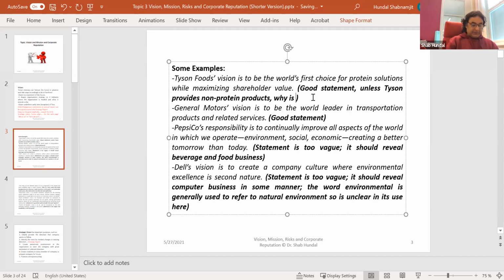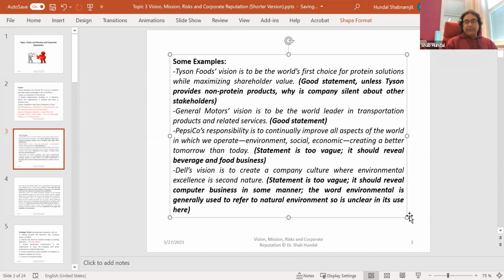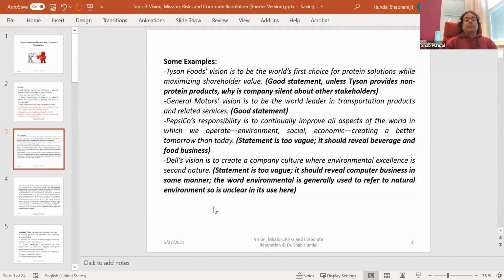Why is the company silent about other stakeholders? It seems that they're only worried about the shareholders, but what about the other stakeholders? What about the employees of the company, suppliers, consumers, the general public? Especially since it's food, they should also include the society at large in their vision, because food is not affecting one individual. Especially protein-based food is consumed by masses. So they should also have included something. It seems to be a very narrow definition.